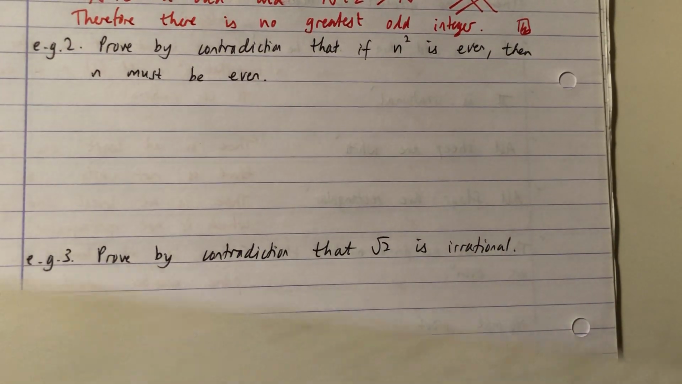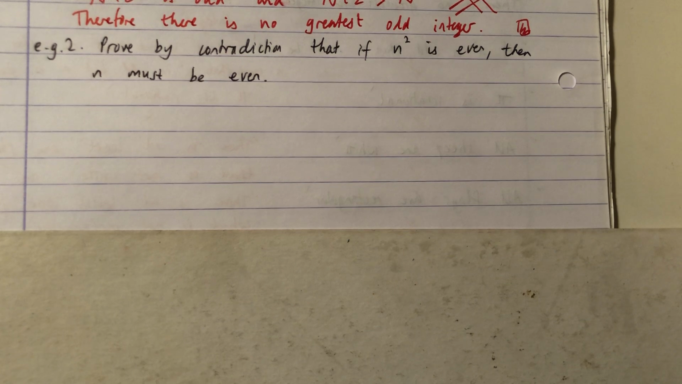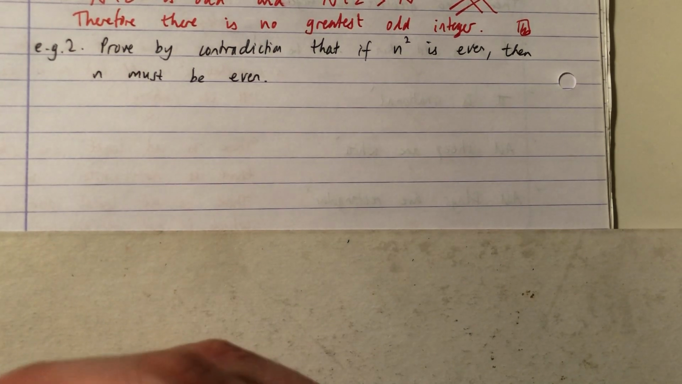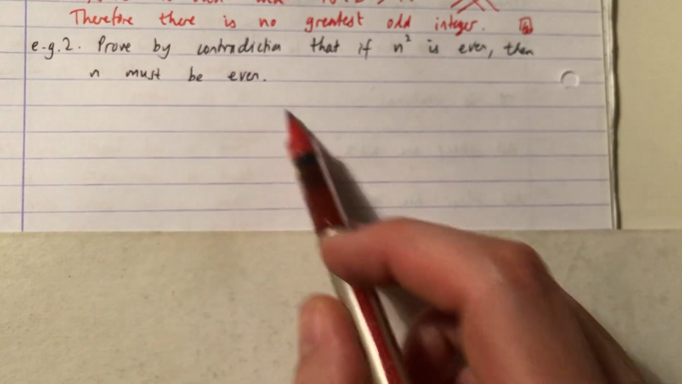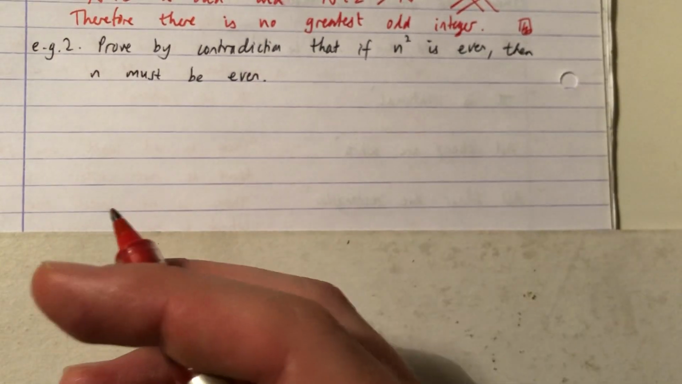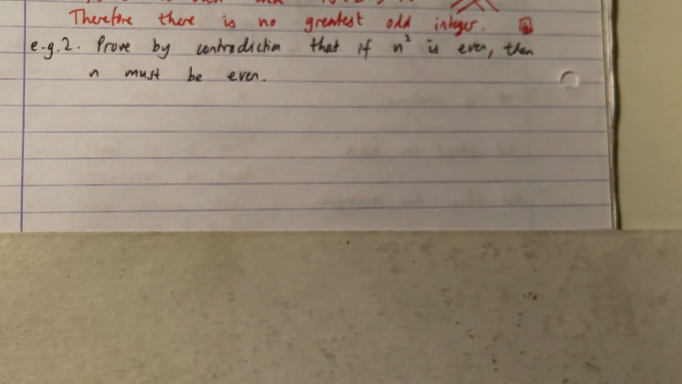Number 2. Prove by contradiction that if n squared is even, then n must be even. Firstly, the negation for this is really difficult to come up with. It's very similar to the ones we did at the start. They're saying n must be even, so all values of n must be even. Now the negation would be there is at least one value of n which is not even.